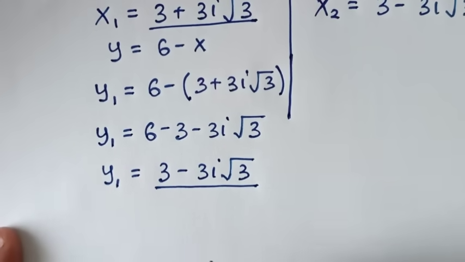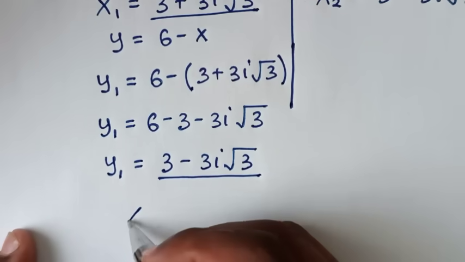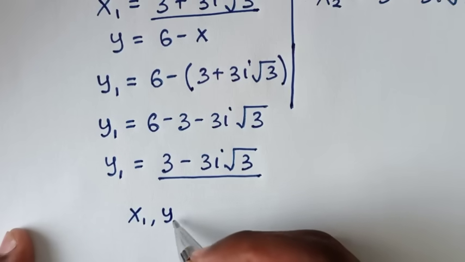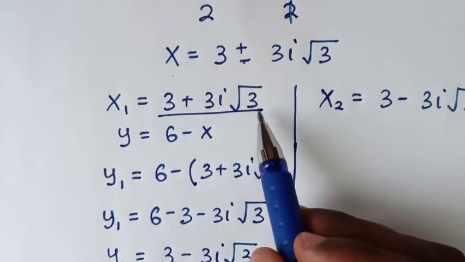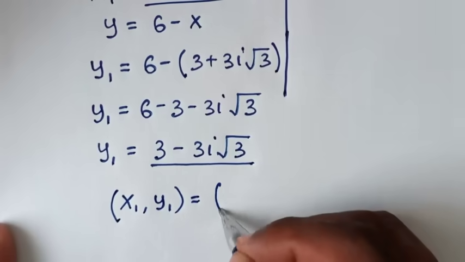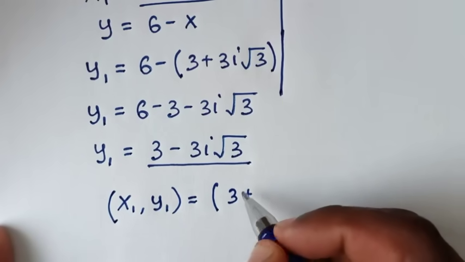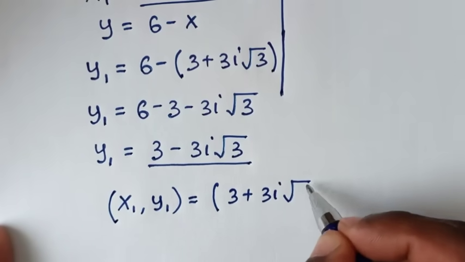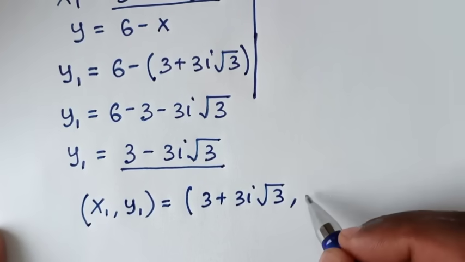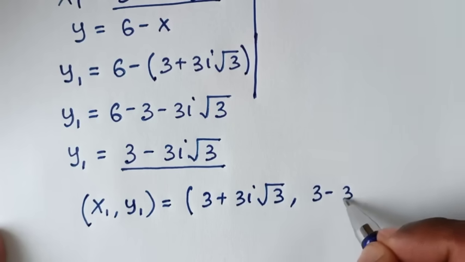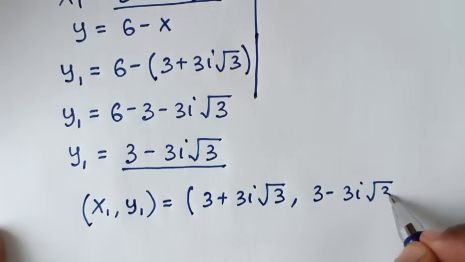So the conclusion for the first solution, it will be x1 comma y1 is equal to x1, it is this, 3 plus 3i square root of 3 comma y1, it is this, 3 minus 3i square root of 3.